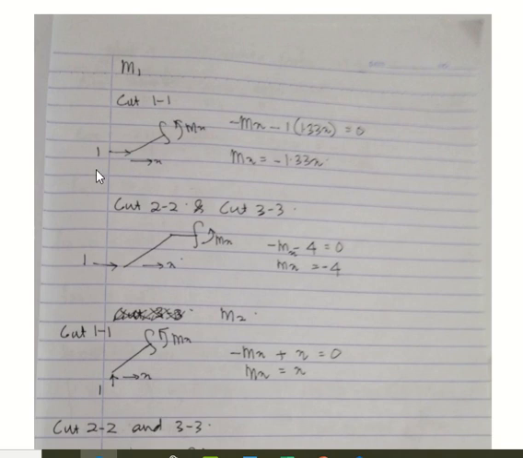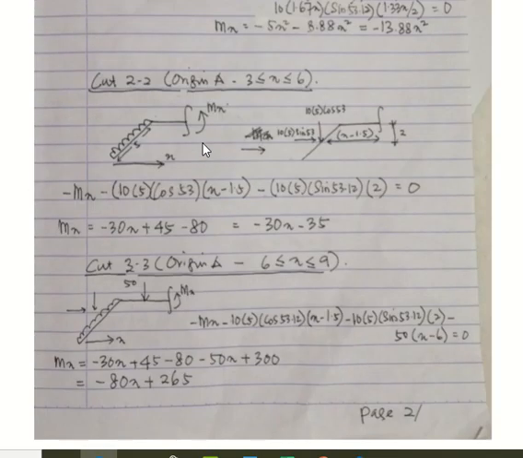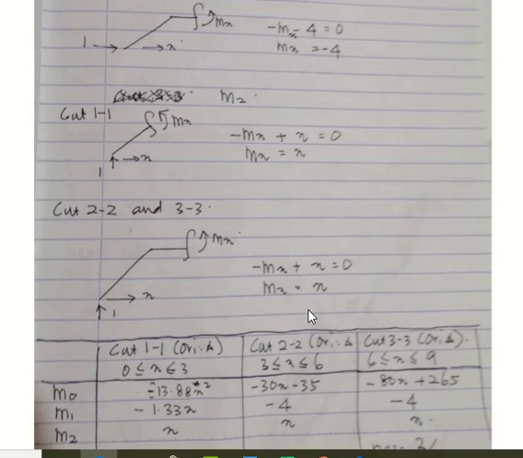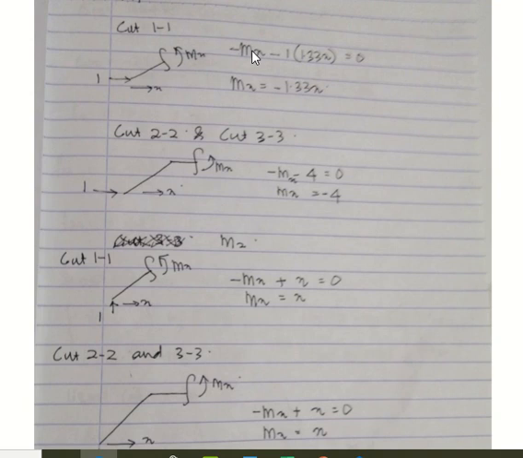So when you look at cutting number 1 for M1, when you consider the left hand side, your structure looks like this. Again, you calculate moment at cutting number 1, clockwise moment as a positive value, so minus mx minus 1 multiplied by the vertical distance here. As we discussed for the previous, when you consider this is your x, the vertical distance is 1.33x. So you have mx equal to minus 1.33x.